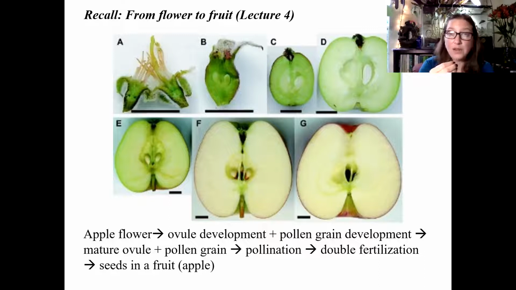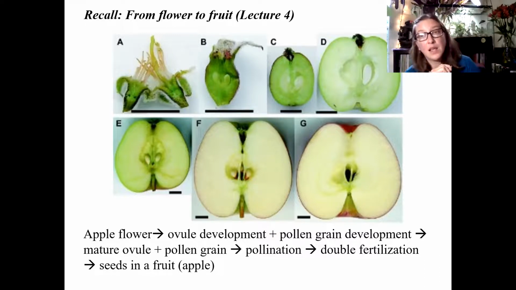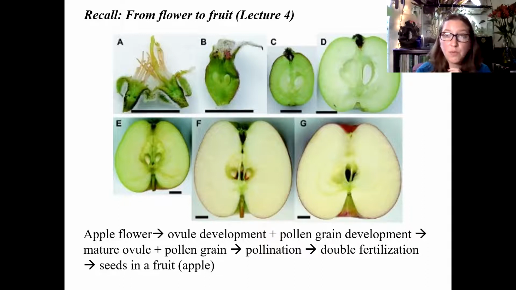Pollen tube cell is going to enter an ovule. Sperm will get released. One sperm fuses with an egg. One sperm fuses with polar nuclei. Double fertilization. And boom, now we have seeds inside a fruit, right?